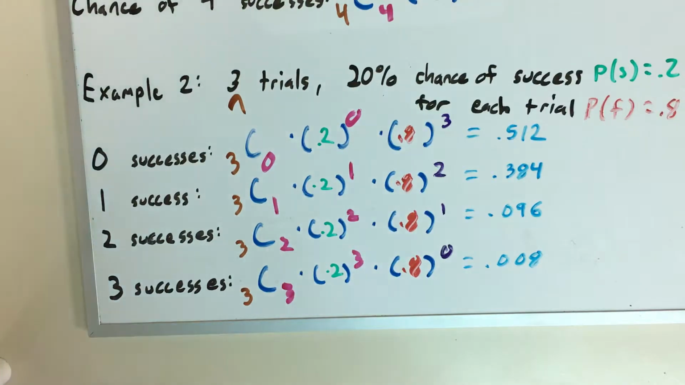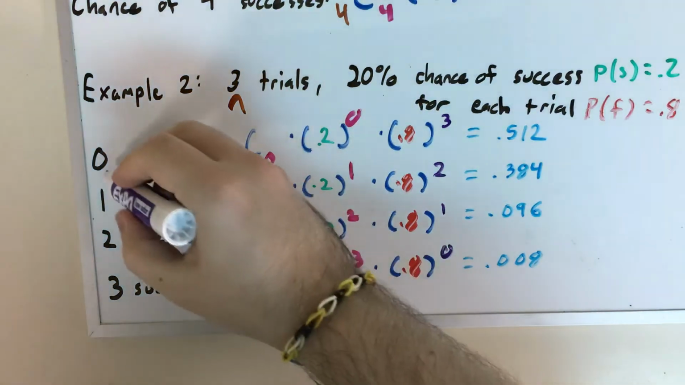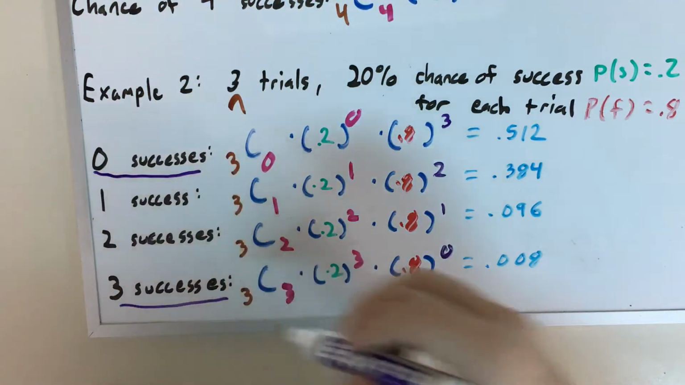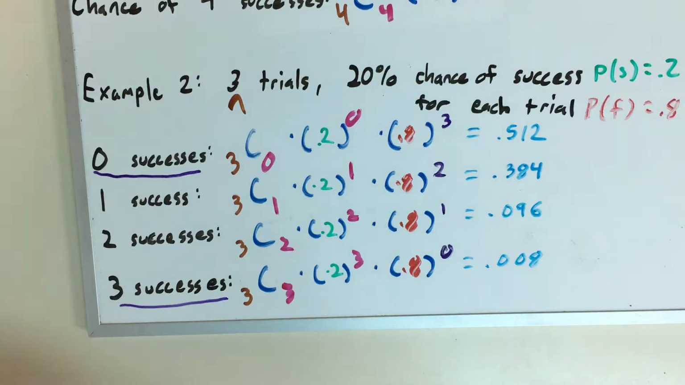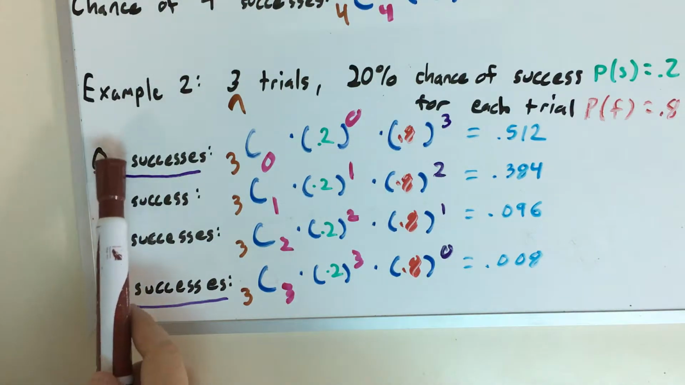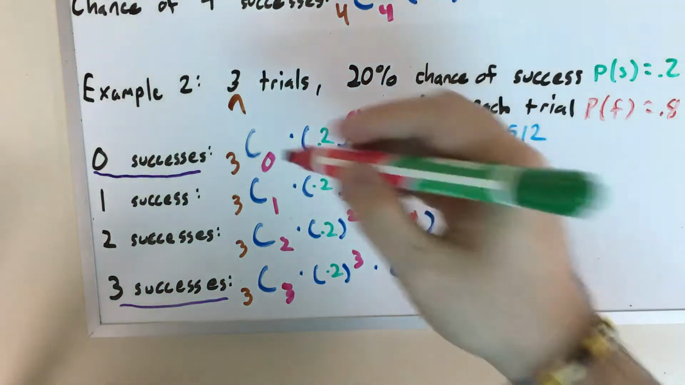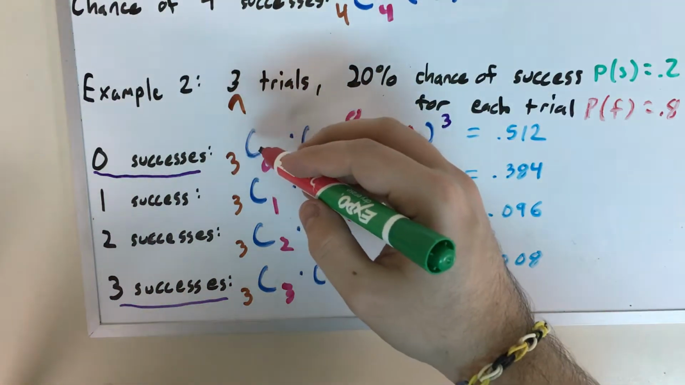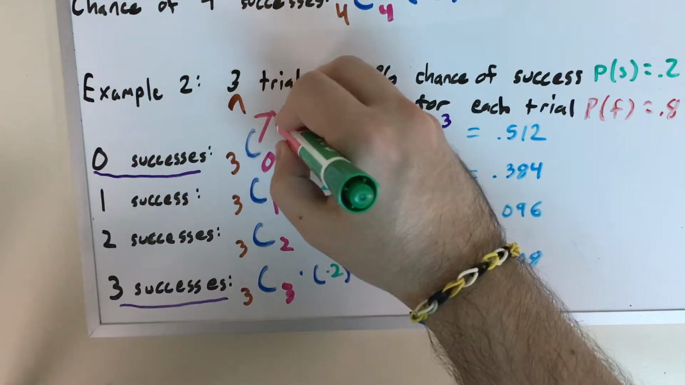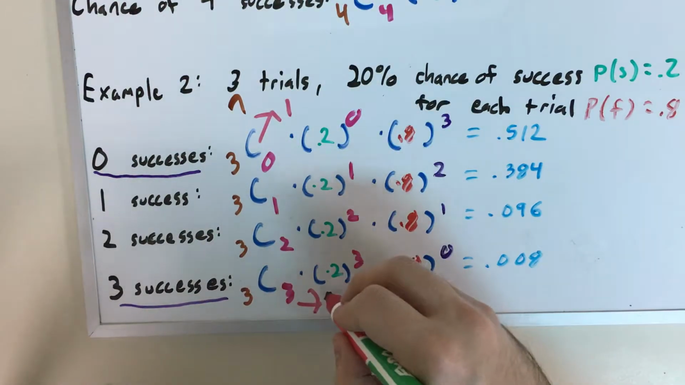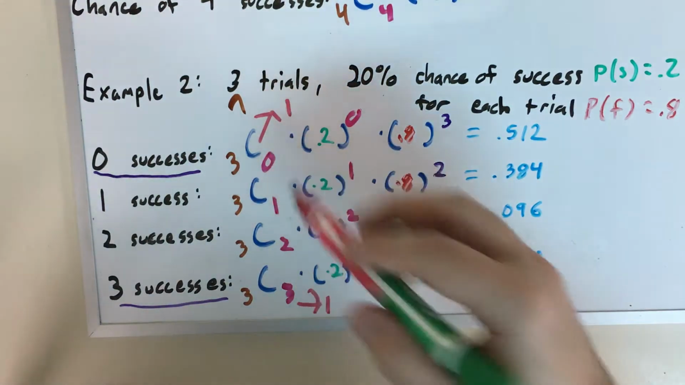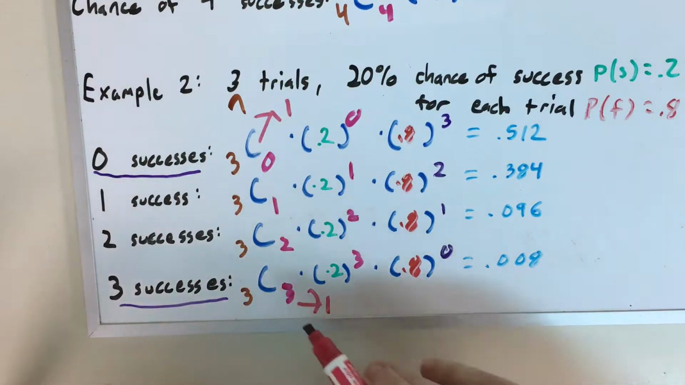Oh, there's one more thing. One more quick thing I want to do. I want to focus on this part and this part, 0 successes and 3 successes. Because whenever your number of successes is either 0 or equal to the number of trials, this formula actually becomes a good bit easier to work with. Let's see. Essentially, anything choose 0 is 1. So 3 choose 0 is 1. Anything choose itself is also 1.